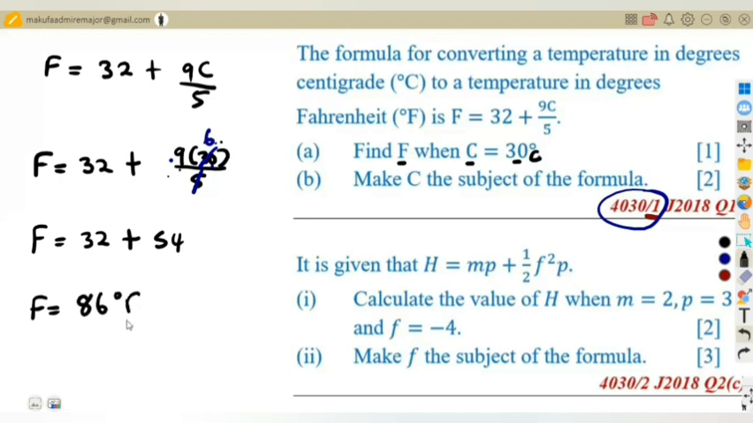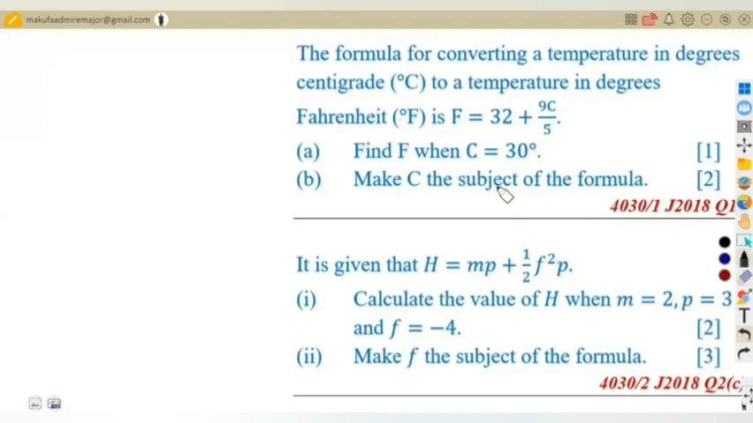So remember the units we are given, degree F in this case. That is how we can have our F as the value when C is 30 degrees Celsius. Then on the B part, make C the subject of the formula. From this formula that we are given, we are asked now to make C the subject. If F is equal to 32 plus 9C over 5, how can we make C the subject of the formula?